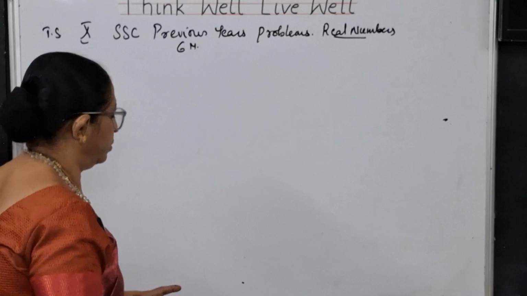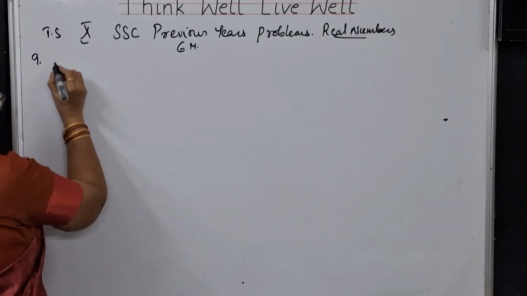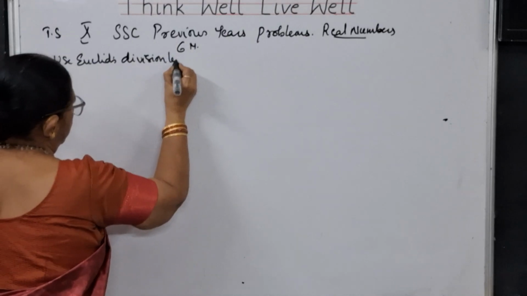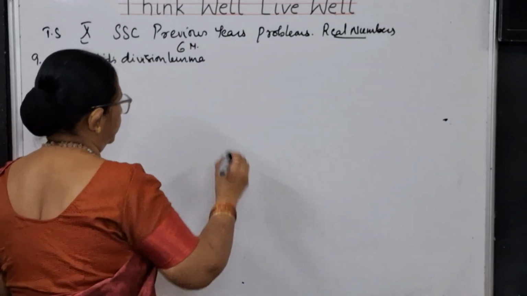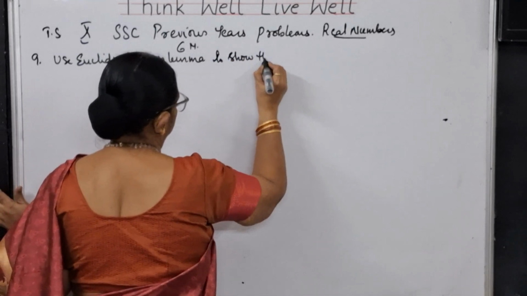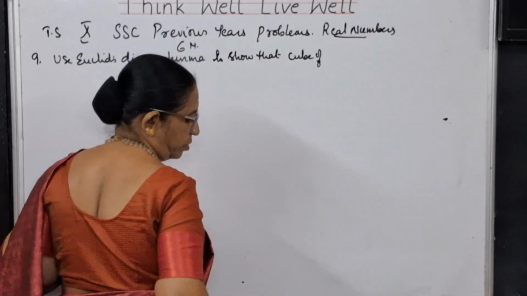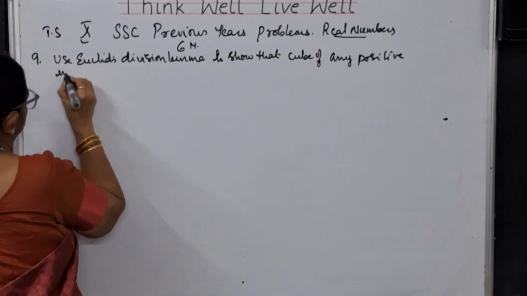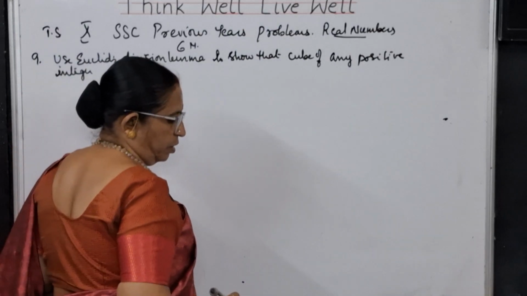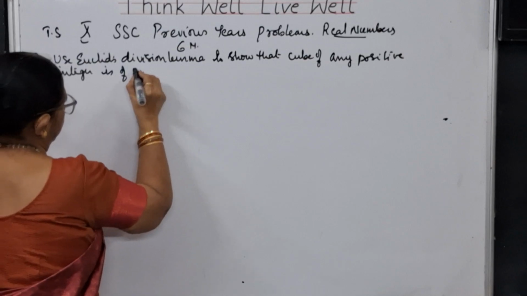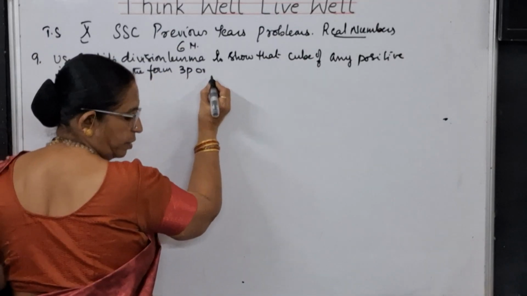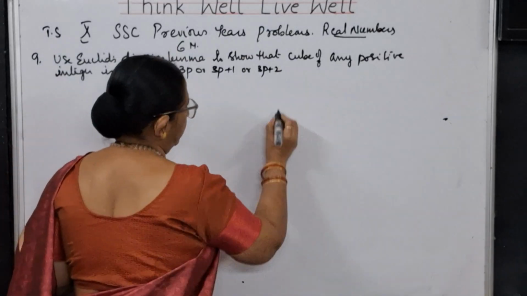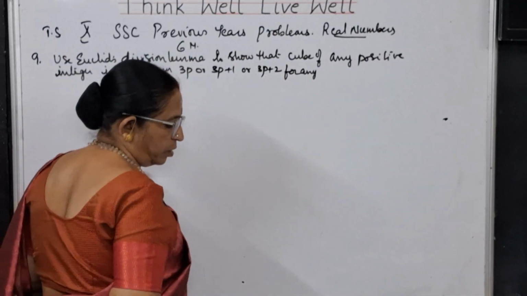Now the next question, the 9th one. Use Euclid's division lemma to show that the cube of any positive integer is of the form 3p or 3p plus 1 or 3p plus 2 for any integer p.